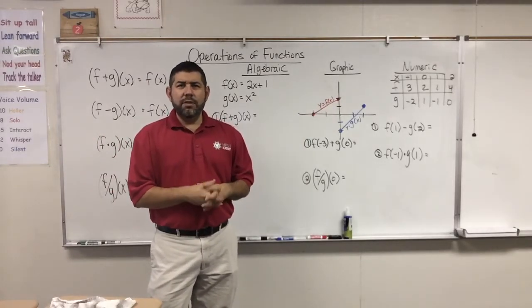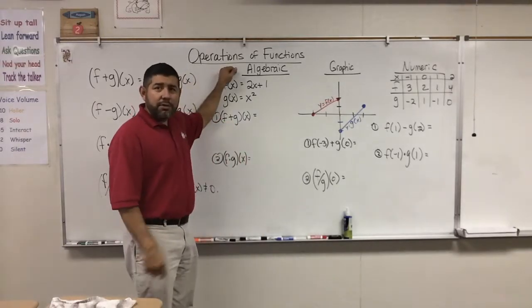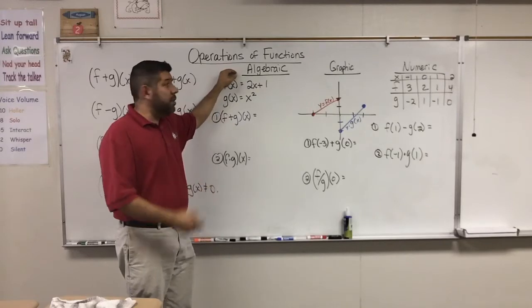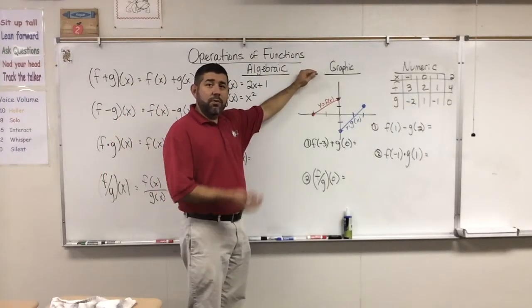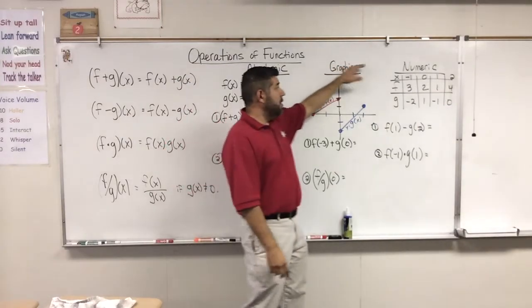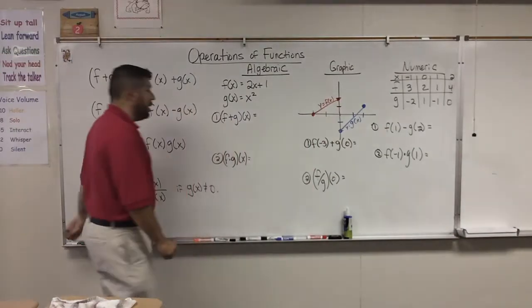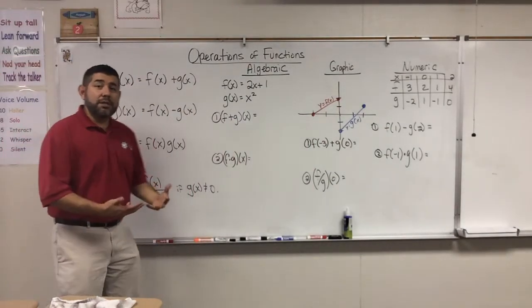And I think these are pretty simple, but I'm going to do it in three ways. I'm going to do an algebraic way, so you can see how we do it using algebra. I'll do it graphically, so we can see how these operations look when you do them on graphs. And then numeric, what does it look like given tables, okay? So let's take a look at the operations on functions.